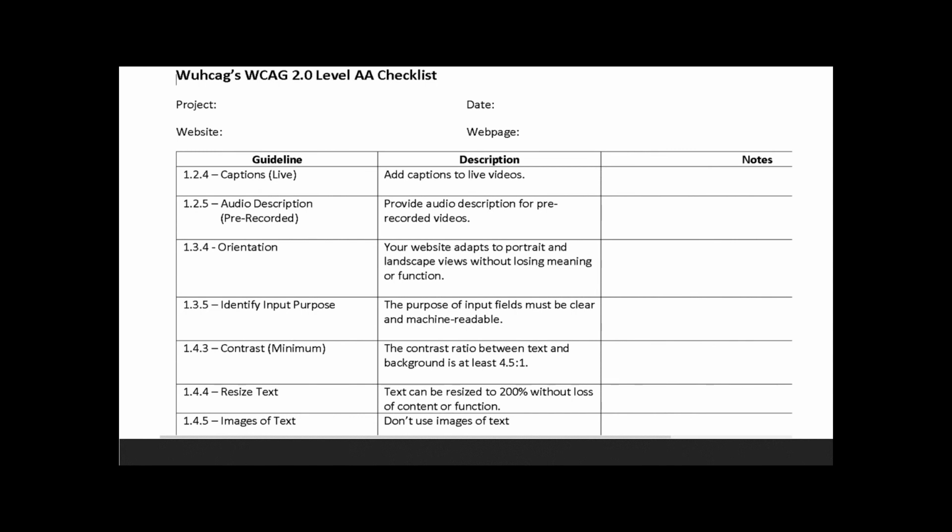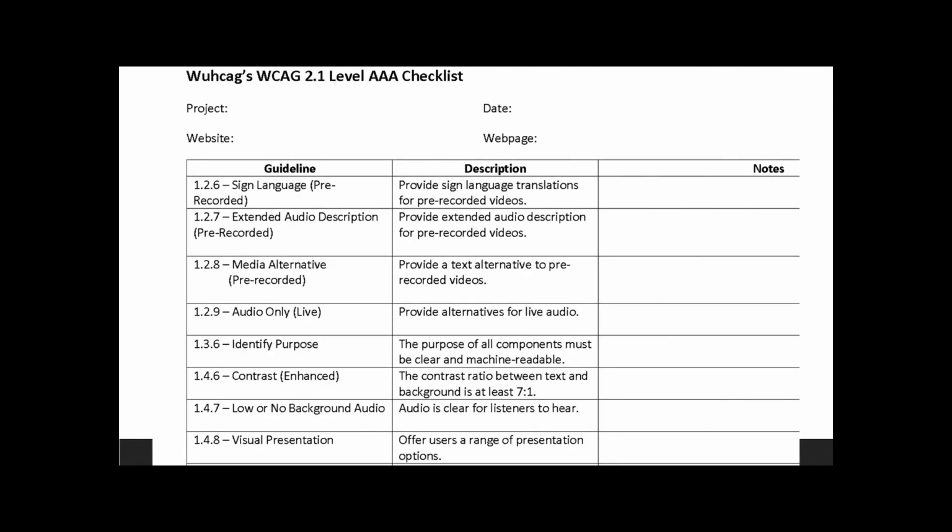This is level AA. It's the same format, but just the appropriate level guidelines. So now we have the AAA checklist. The same as the other, just using the appropriate level guidelines. This kind of gives you an idea of what you'll be looking at and how it can really help you figure out what in the world you're going to do with your website.